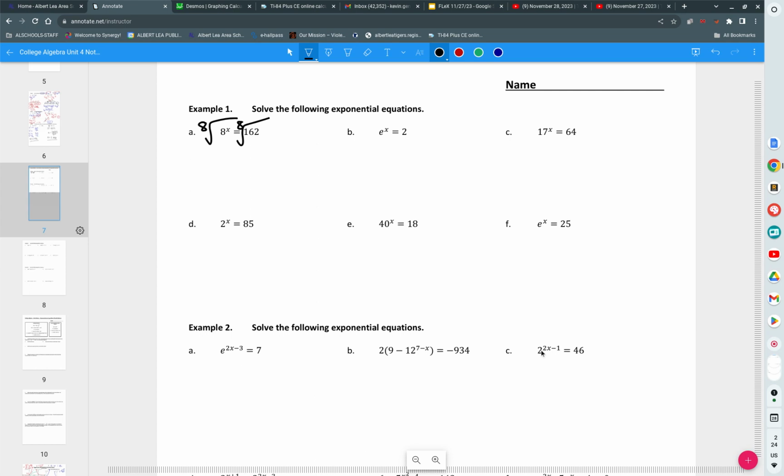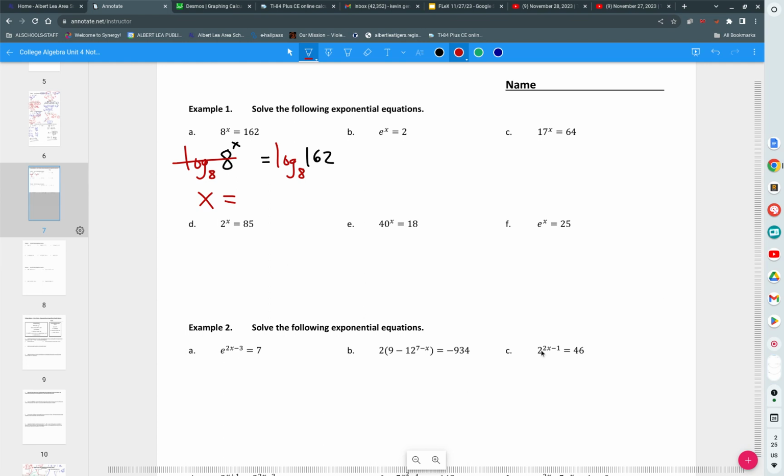That doesn't work. If you want to be able to get rid of the base of 8, this is what we do. If 8 to the x is equal to 162, what you're going to do is take the log base 8 of both sides. Remember that for equations, what you do to one side, you should do to the other. And so I take the log base 8 of both sides. We learned that log base 8 and 8 to the x are inverse operations. So they undo one another, and you're left with x.